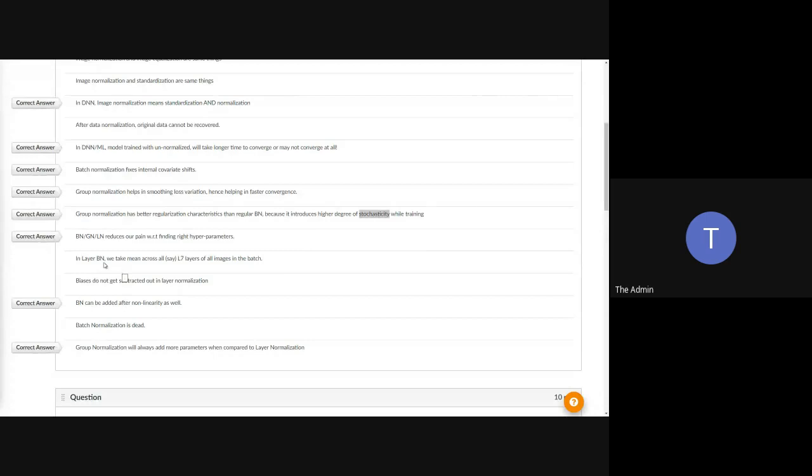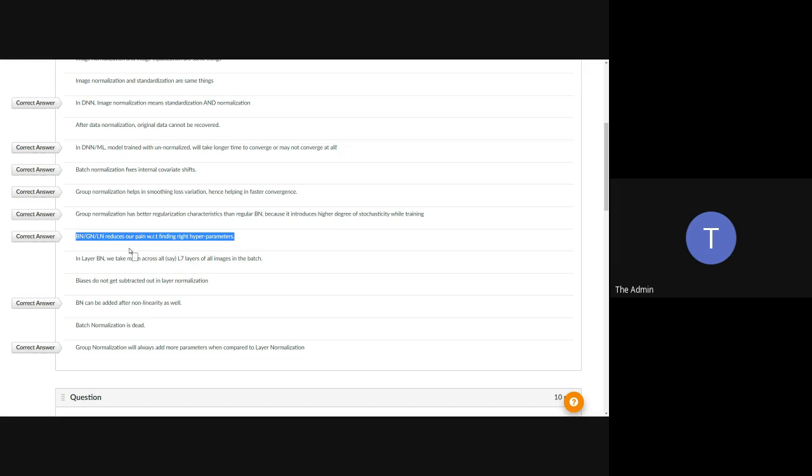Now, batch normalization, group normalization, layer normalization reduce our pain with respect to finding the right hyperparameters. This is sort of a breakthrough because of which we do not have to spend a lot of time figuring out the loss, the training parameters we have to pick, for example, alphas and betas and the loss function. So it reduces a lot of problems there, or where exactly we have to add dropout. As I shared with you, we are going to add it everywhere.